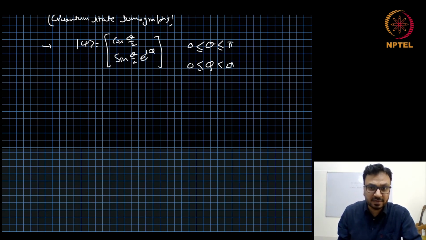But this is also easy to see: when we allow the full range of theta and phi from 0 to 2 pi for both, then there will be two values of theta which will give us the same state. So we don't want that, because of the overall phase.